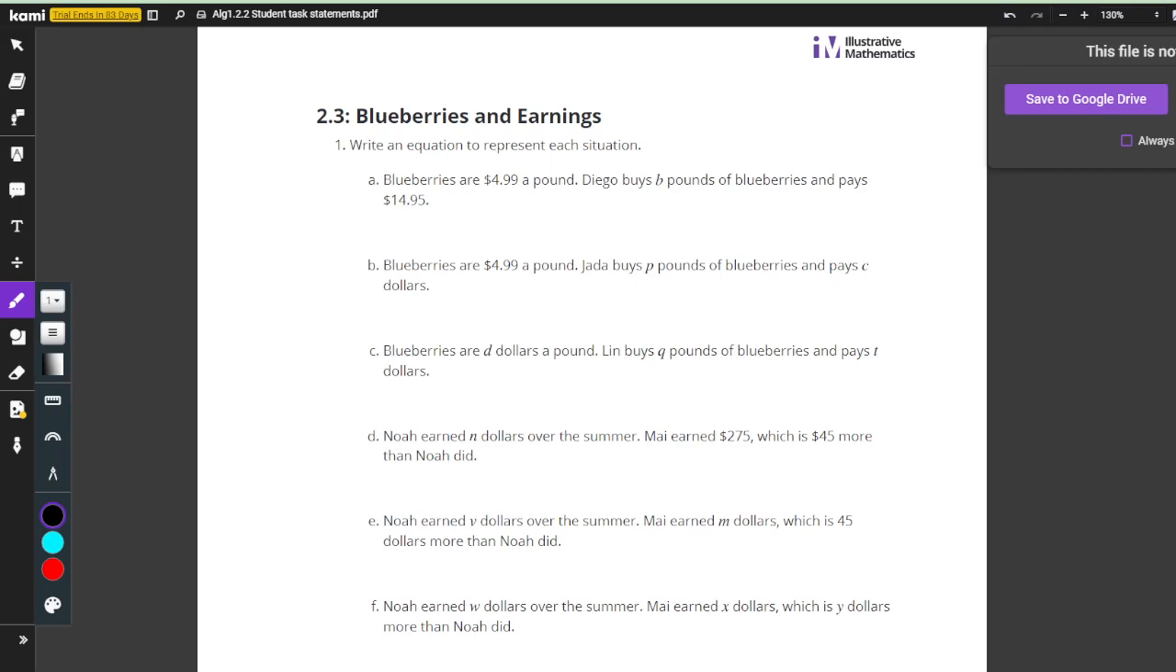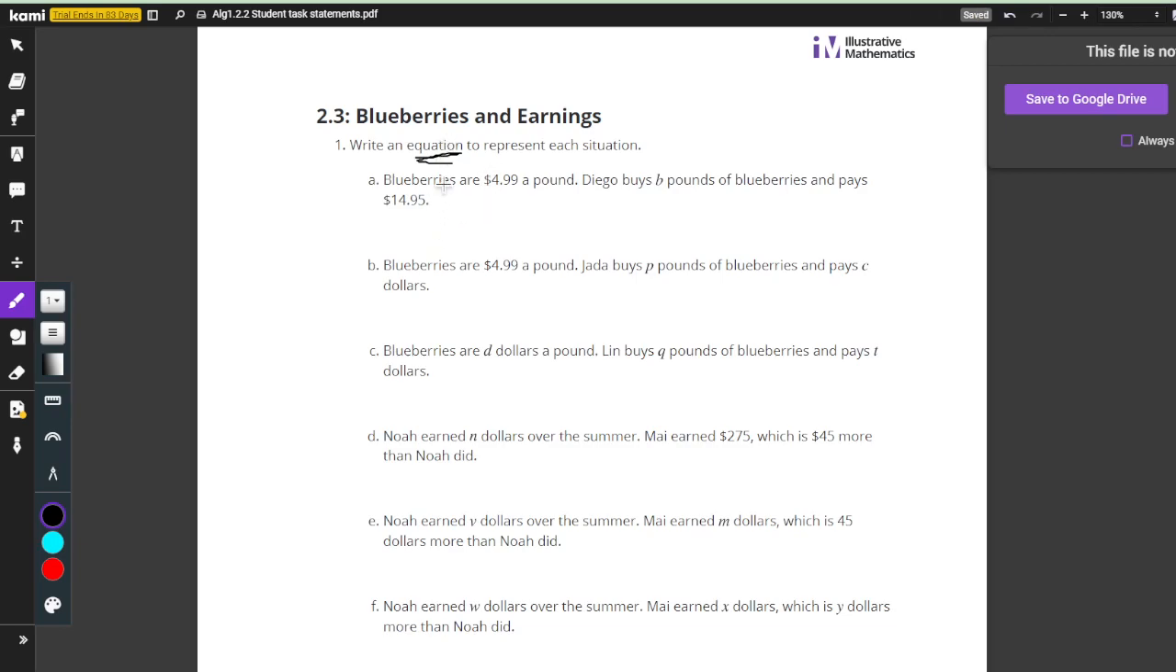Problem 2.3 requires us to actually write a representation, an equation that actually gives us what we want. So we want an equation here. Oh my God, my pen doesn't like me. Okay. Yep. So an equation that does this.